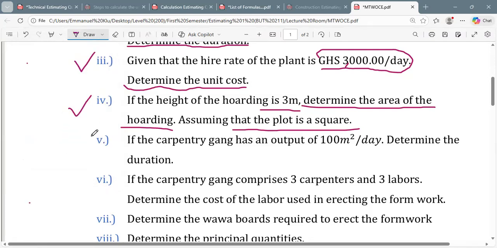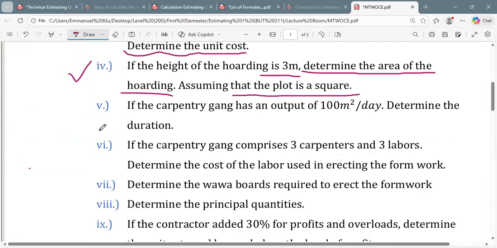So we are now on the next part. If the carpentry gang has an output of 1,000 meters squared per day, determine the duration. Now we are supposed to determine the duration of the carpentry gang, if the carpentry gang has this output.